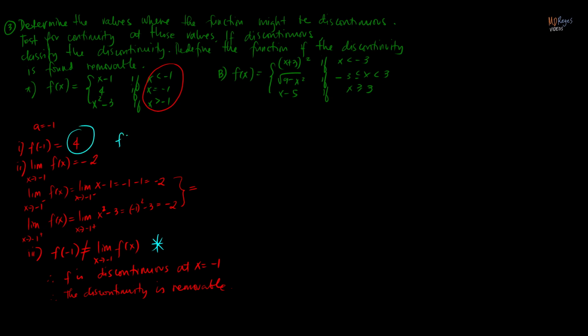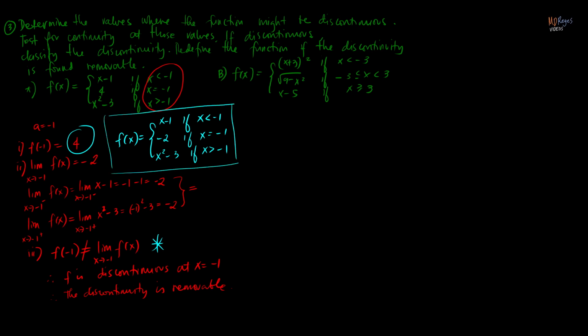So to redefine the function, f of x should be equal to x minus 1 if x is less than -1, it should be equal to -2 if x is equal to -1, and it should be equal to x squared minus 3 if x is greater than -1. So now this function is continuous. Okay, that's how we redefine the function. So now f of -1 is equal to -2. The limit of f of x as x approaches -1 is also equal to -2. And so we'll be able to satisfy the third condition and conclude that the function is continuous at x equals -1. Right?